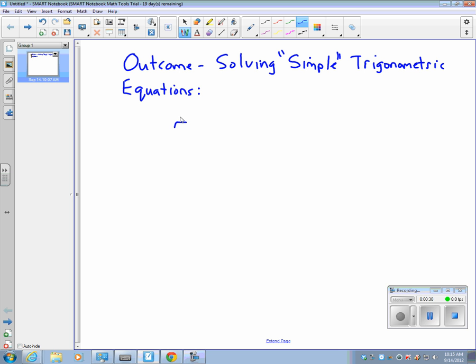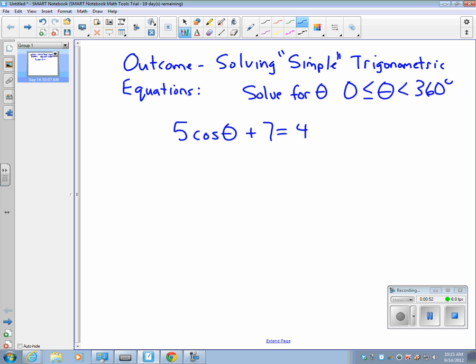Suppose I give you something like this. 5 cos theta plus 7 equals 4. Solve for theta. Theta is between 0 and 360 degrees.